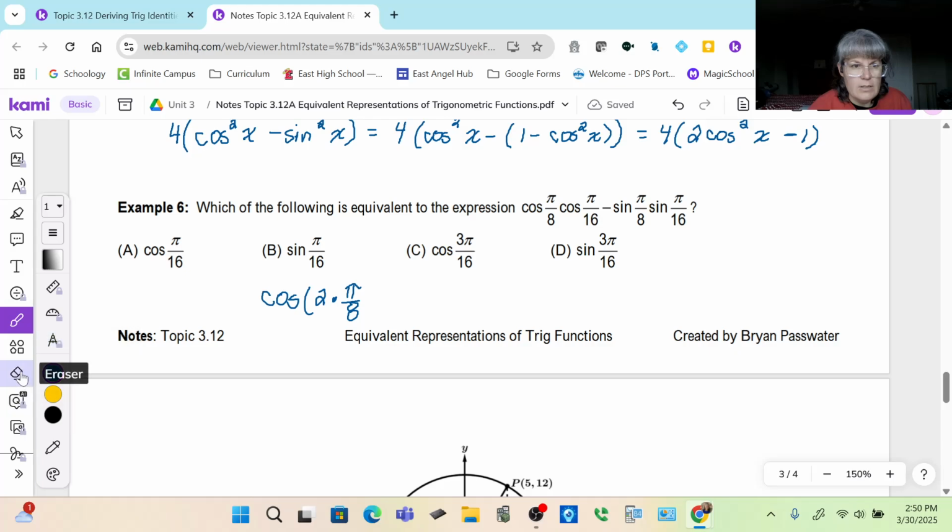excuse me, it's not the double angle one. It's just the sum. It's the angle sum identity for cosine. So because it is cosine cosine minus, it's going to be cosine of pi over 8 plus pi over 16. So pi over 8 is my alpha, pi over 16 is my beta. And then I can simplify this to find which cosine expression I want.